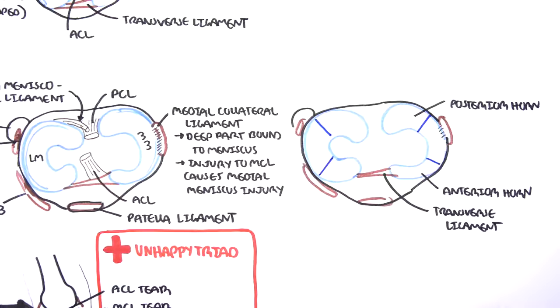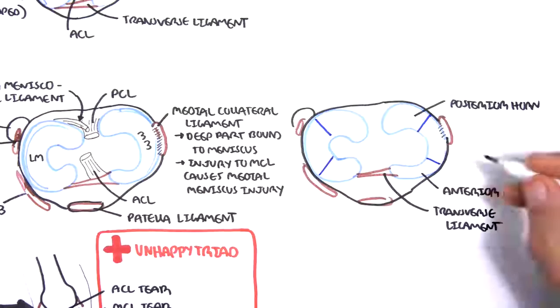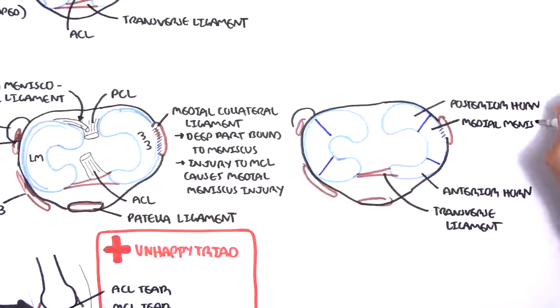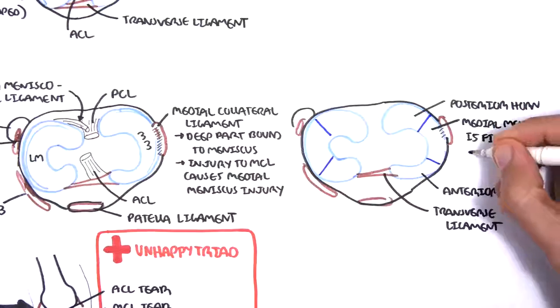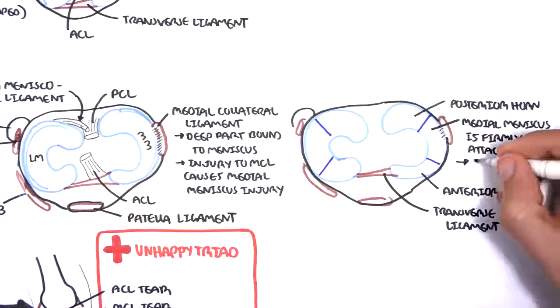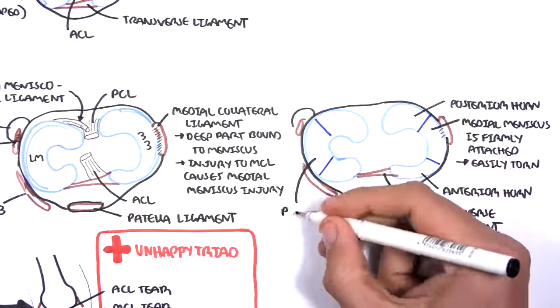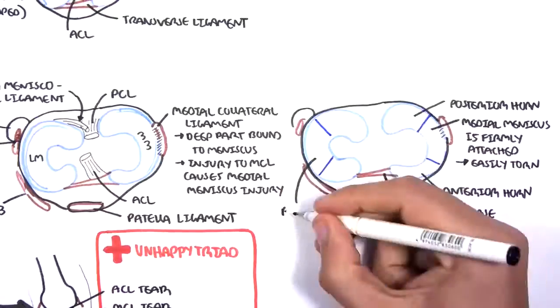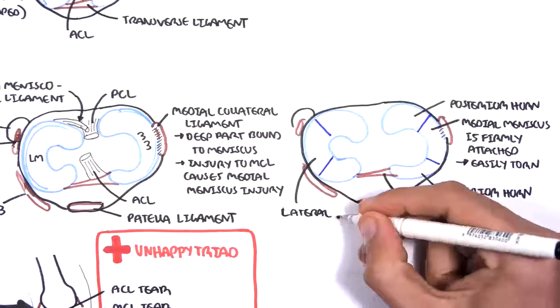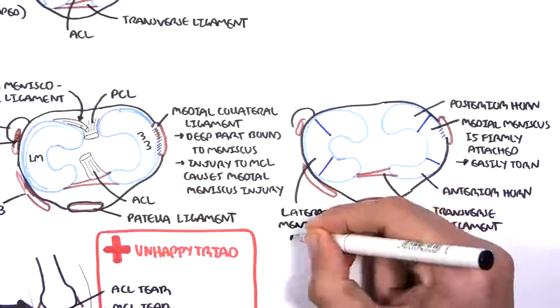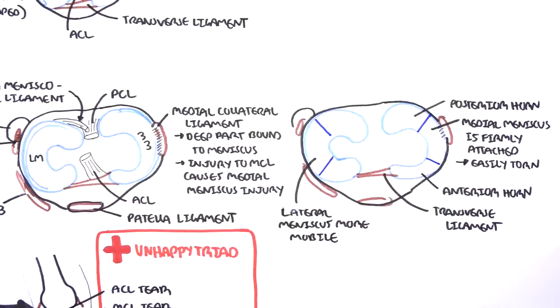It's also important to remember that compared to the lateral meniscus, the medial meniscus is firmly attached to the tibia, and it's not very mobile. Thus, it is easily torn. The lateral meniscus, on the other hand, is slightly more mobile because the posterior horns of the lateral meniscus do not attach firmly onto the tibia.